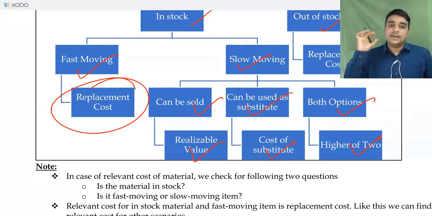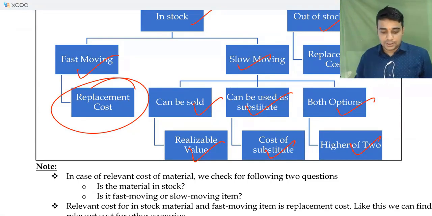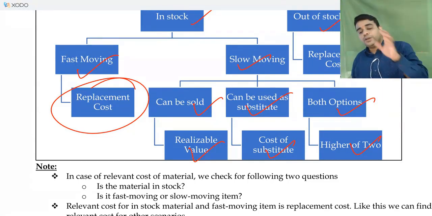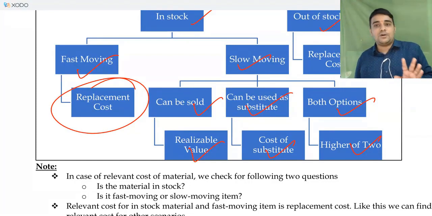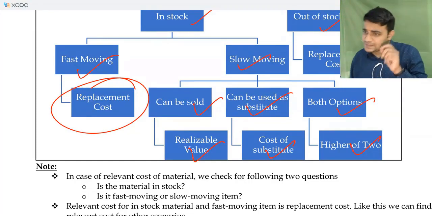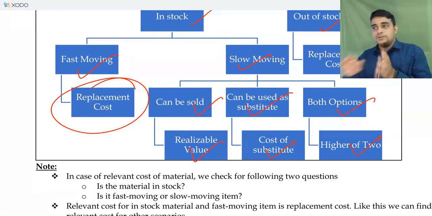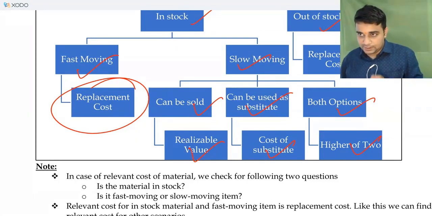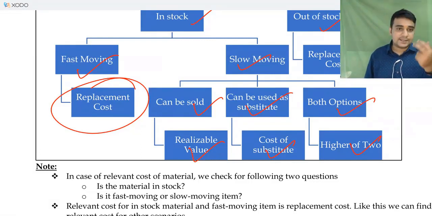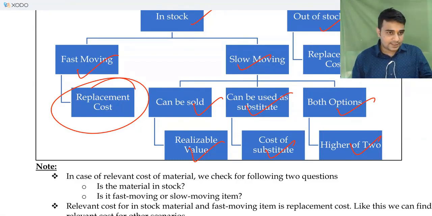So use that as the relevant cost in the calculation. Any doubts on this? Whenever I am doing a problem on material costing, relevant cost of material, I will ask two questions. First, is the material in stock or out of stock? If it's out of stock, simple, relevant cost is replacement cost. If the material is in stock, I ask again a question: is it a fast moving item or is it a slow moving item? And in slow moving, you can further go and understand what is the scenario.